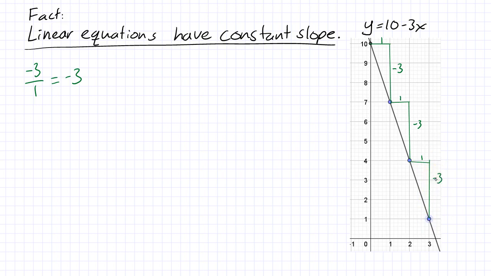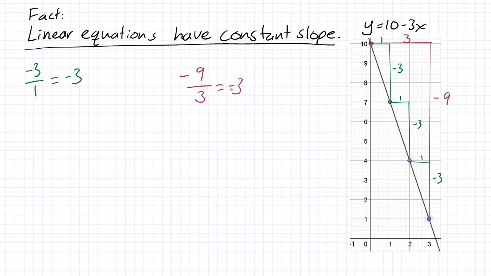Now, it's also true if you go further. So if I was going to, I don't know, maybe start at this point and go over this far, like so, that gives you a horizontal change from going from 0 to 3 of 3, and a vertical change going from 10 down to 1. That vertical change is -9. So negative 9 over 3 is still negative 3.